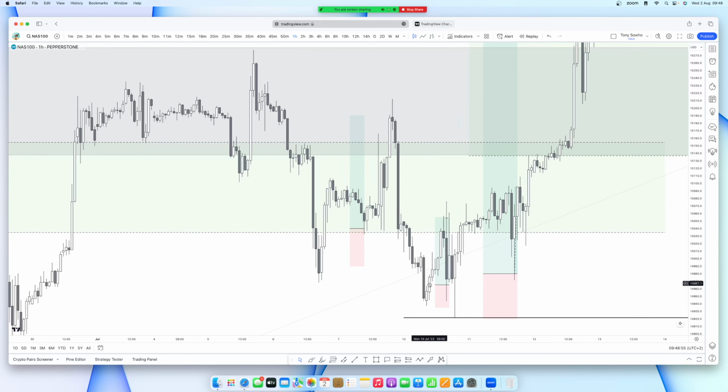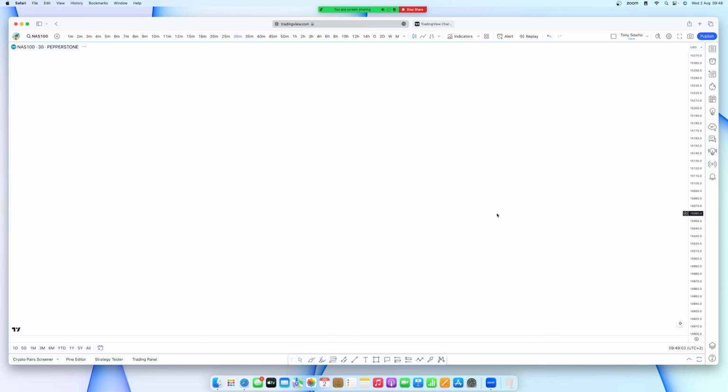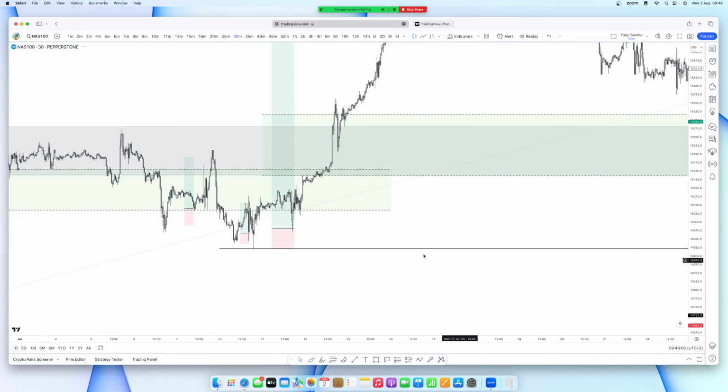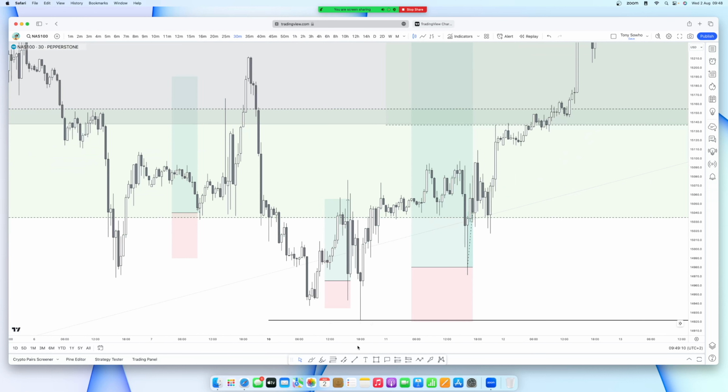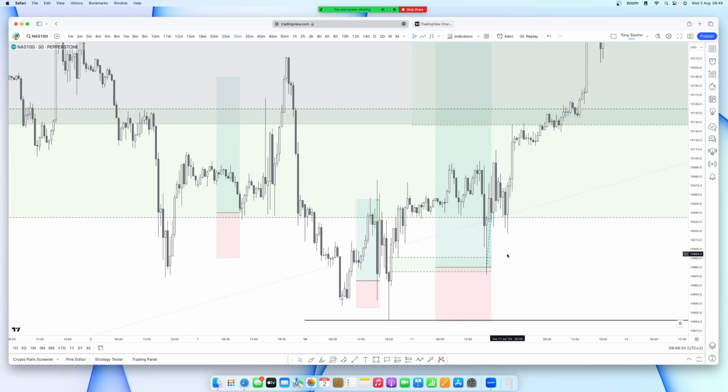Another entry here you can see based off this imbalance that was there. And then this other one was based off a 30-minute imbalance also. And then I took price all the way to the upside. Exactly. Look at it. Can you see the entry was also based off this imbalance that was here. So are you seeing now? Exactly. So that is how to play an imbalance.